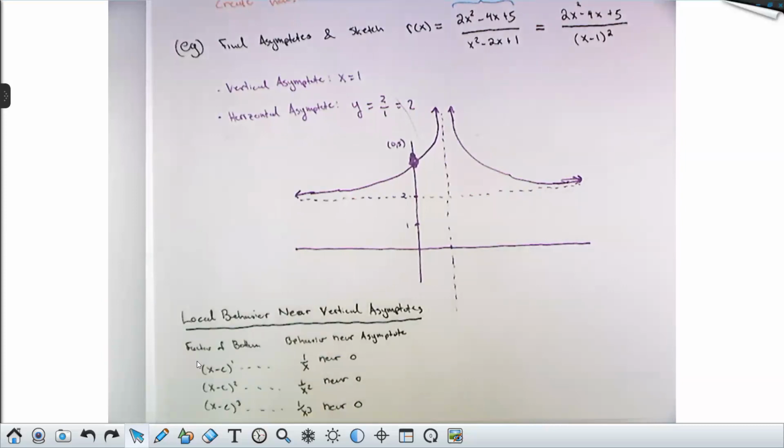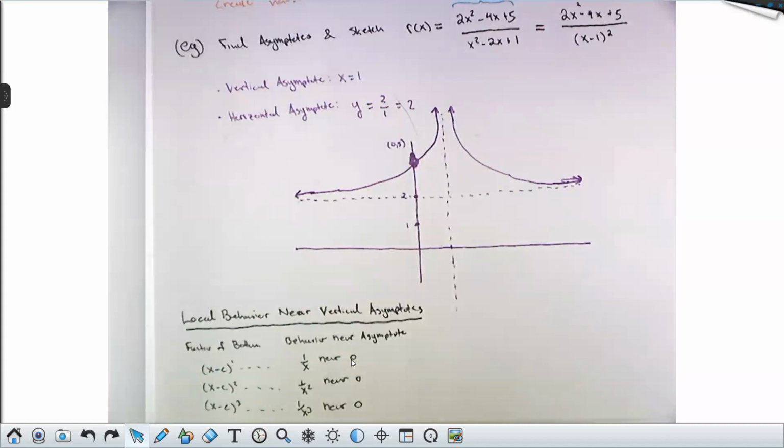Okay, so a factor of x minus 3 downstairs tells me that I have a vertical asymptote at x equals 3. If that's a multiplicity 1 factor, then my graph near x equals 3 will look like 1 over x does near 0.